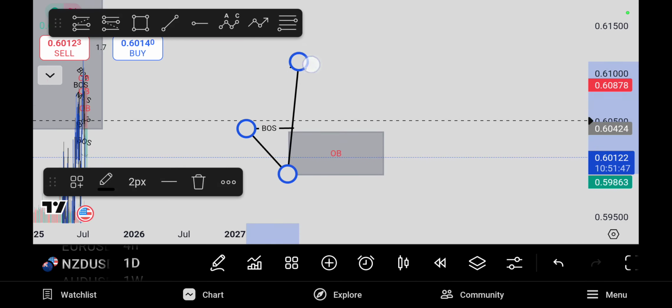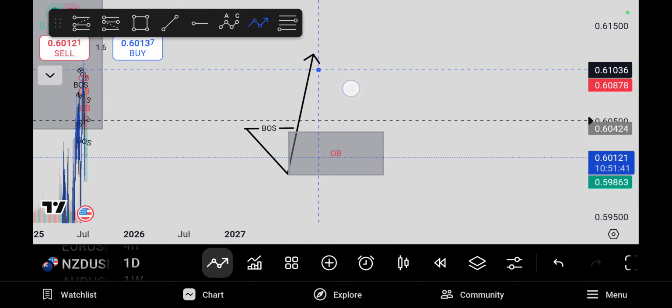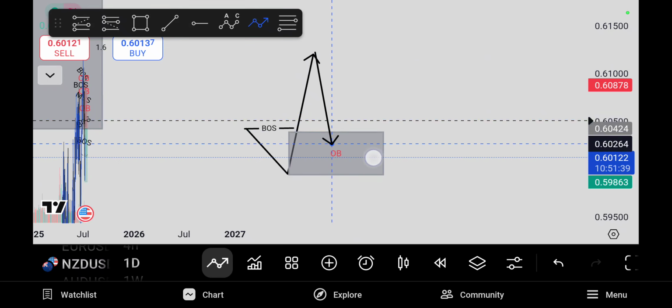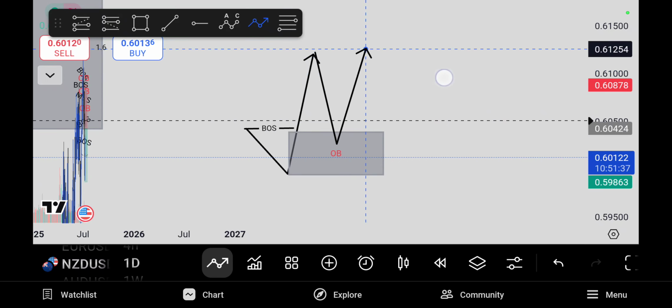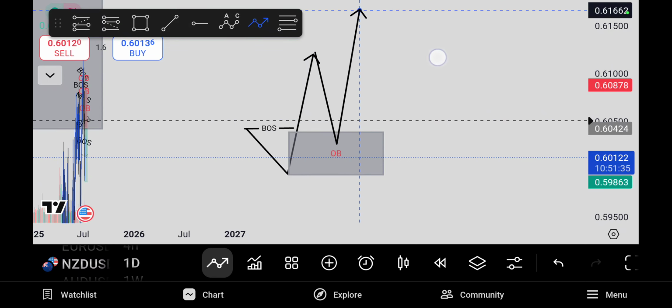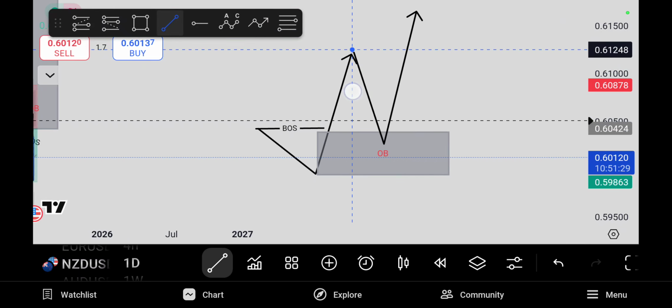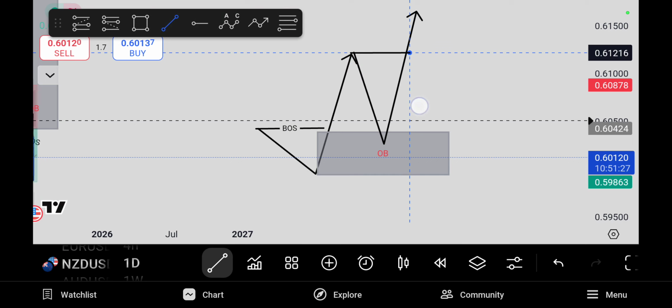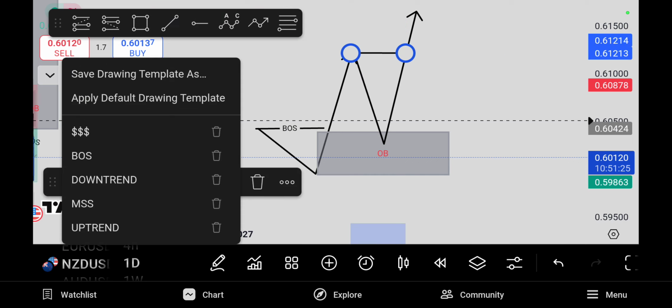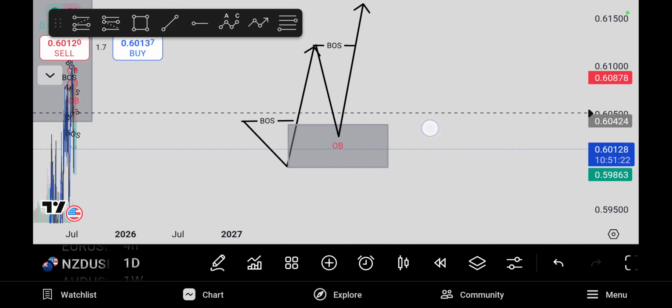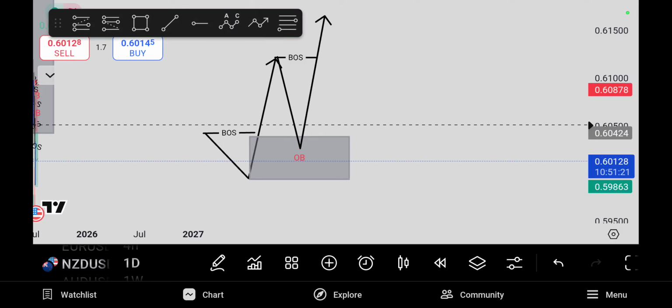So what are we expecting the market to do now? We're expecting the market to come down to this OB, touch it, and start going back up and form another break of structure. Then with this break of structure, you follow it again, put your Fibonacci, mark the order block, and so on and so on and so on. That's how you do it, and be eating the market.